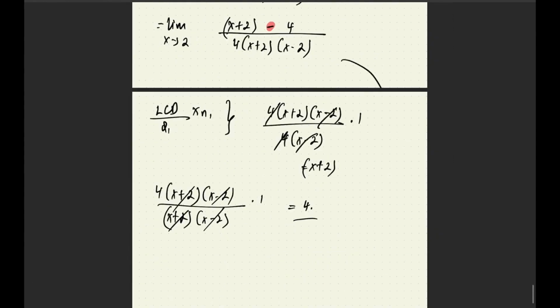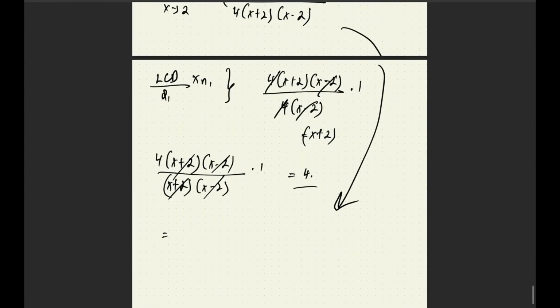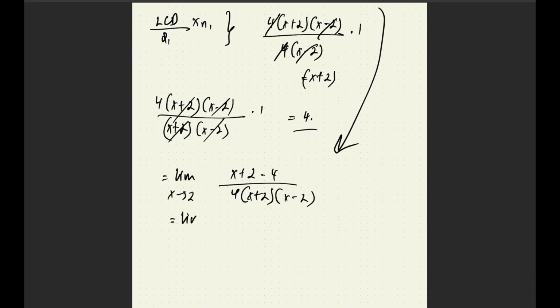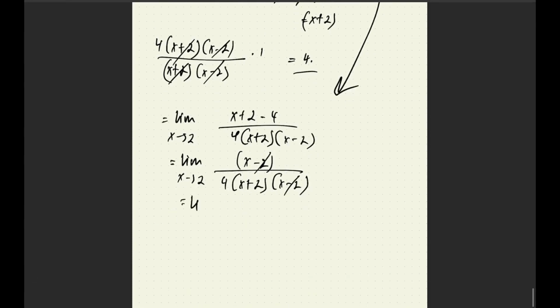Now let's bring this down over here. This basically is the limit as x approaches 2 of (x plus 2 minus 4) divided by 4(x plus 2)(x minus 2). This gives us the limit as x approaches 2 of (x minus 2) divided by 4(x plus 2)(x minus 2). So this and this will cancel, and that leaves us with the limit as x approaches 2 of 1 over 4(x plus 2).